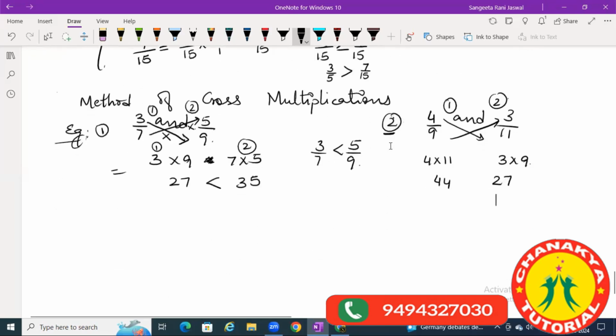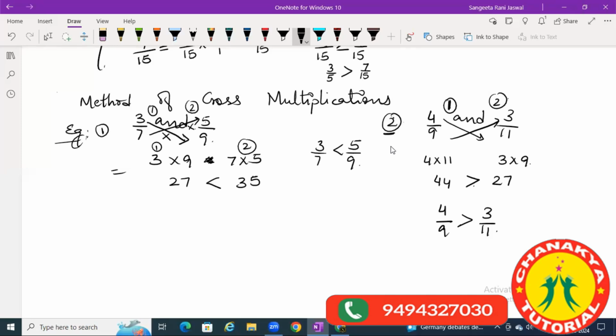Now tell me which number is greater? 44 is greater. So 44 corresponds to which fraction? The first fraction. I've written it here, this is the first multiplication, so this corresponds with the first fraction. So 4 by 9 is greater than 3 by 11. You get it?